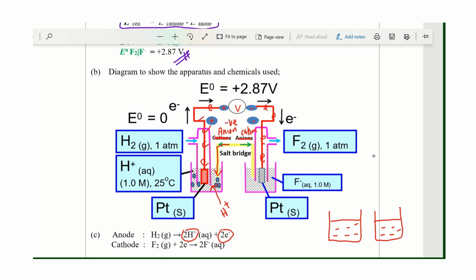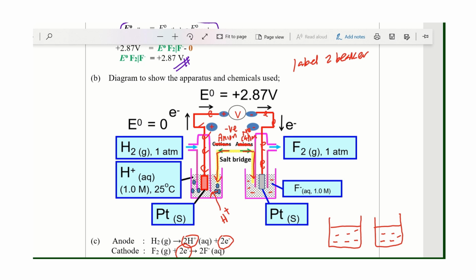Dan juga bila cation, kan, pada cathode ni kan dia terima elektron kan. So bila dia terima elektron, okay, F2 gas accept elektron, kat sini ada negative charge yang banyak, abundance of negatively charged. So salt bridge ni dia akan flow into the cathode beaker, nak maintainkan neutrality. So kat sini hati-hati ya, anion negatively charged dia akan flow into anode, cation positively charged dia akan flow into cathode. So berapa markah kat sini kita akan dapat?